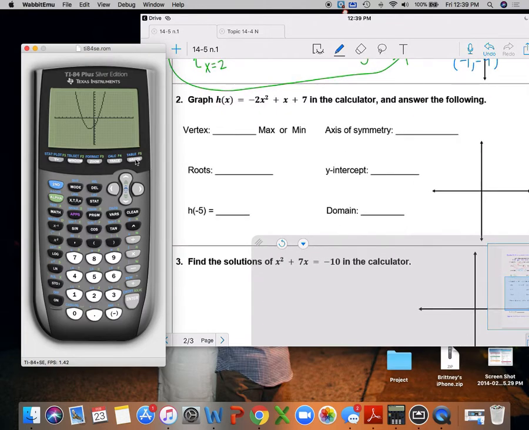So problem 2 is asking us for very similar stuff. They give me -2x² plus x plus 7, and they ask me to do all the same stuff. So I'm going to go back to y equals. I'm going to insert a -2 in front of my x², plus x plus 7. So I'm putting in all of the information that I have. And I'm going to go to my graph.